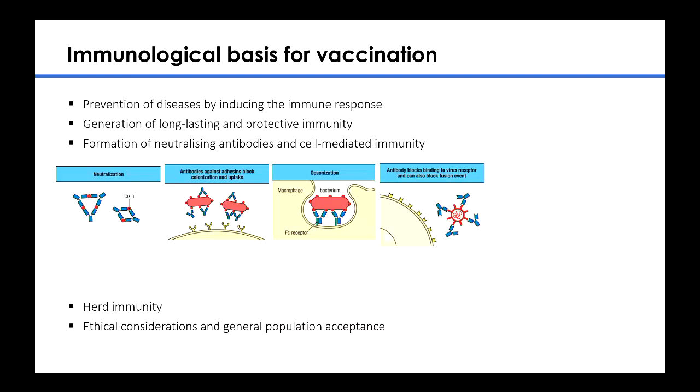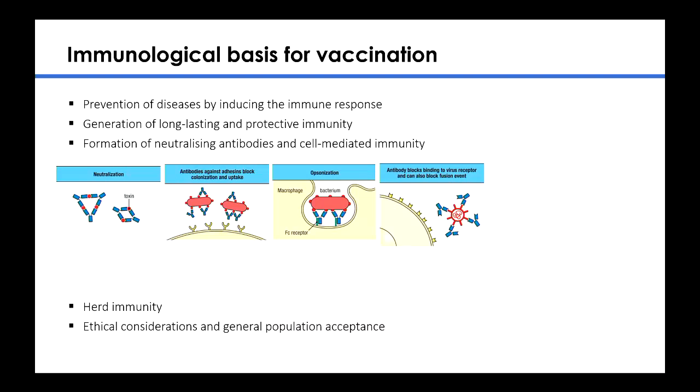So the immunological basis, again, when we look at immunology itself, obviously vaccination prevents disease by inducing an immune response. It needs to generate long-lasting and protective immunity, and it needs to induce in the host, or in the patient, neutralizing antibodies, and we know as well cell-mediated immunity. If you remember, the role of neutralizing antibodies is to neutralize infections, so it can neutralize toxins, such as with the tetanus vaccine or diphtheria.